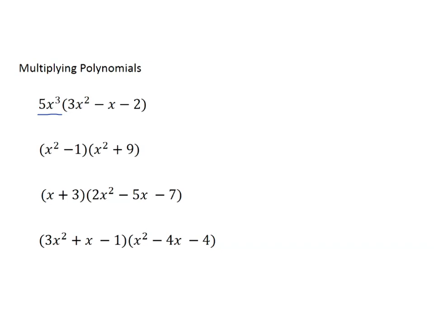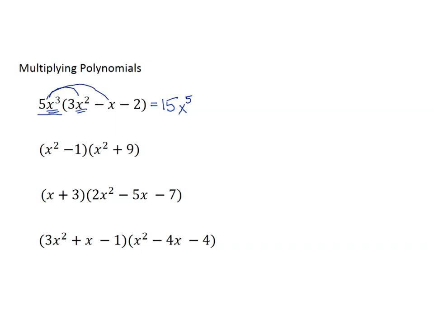To multiply this monomial by this trinomial, we're going to have to distribute. So we're going to go one term at a time. Let's go with that first. 5 times 3 will give me 15. And x cubed times x squared will give me, think about it. Yes, I'm hoping that you're thinking x to the 5th, because when we multiply exponents that have the same base, we add the exponents.